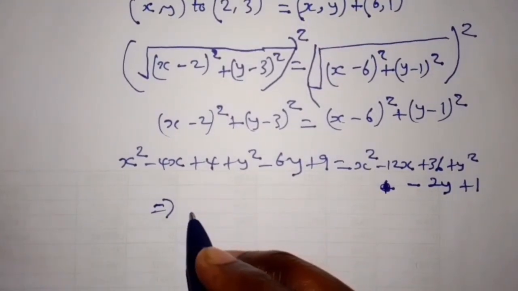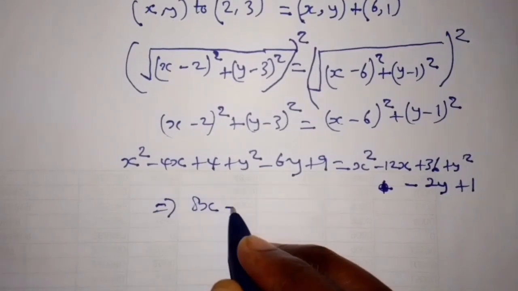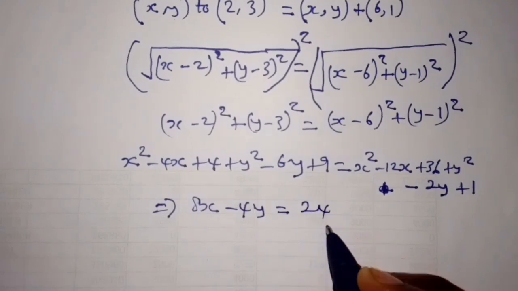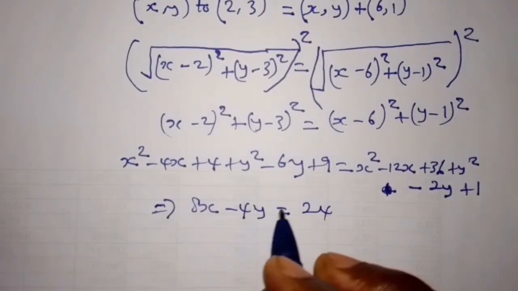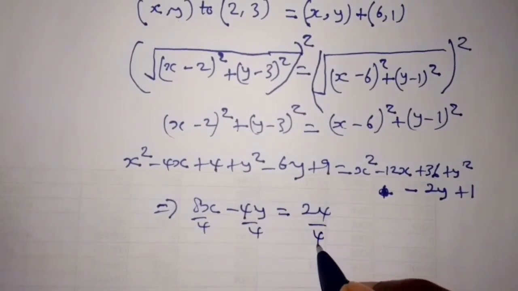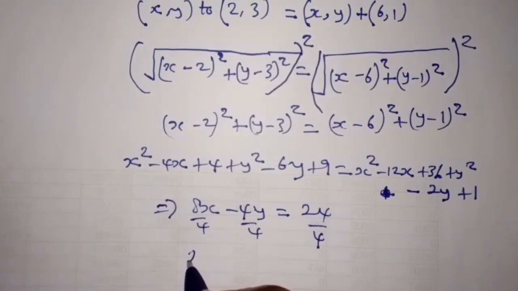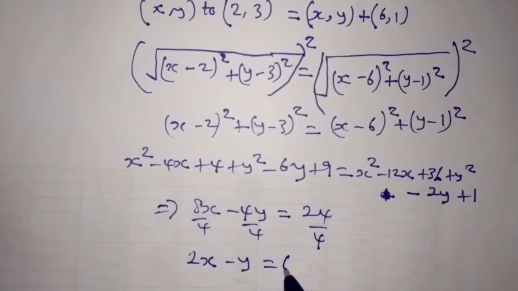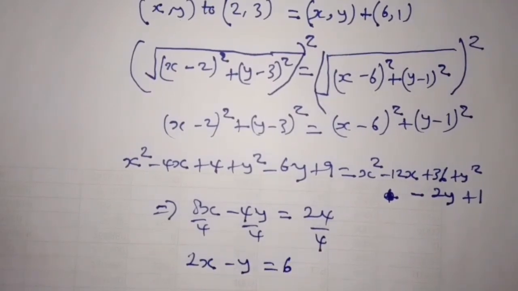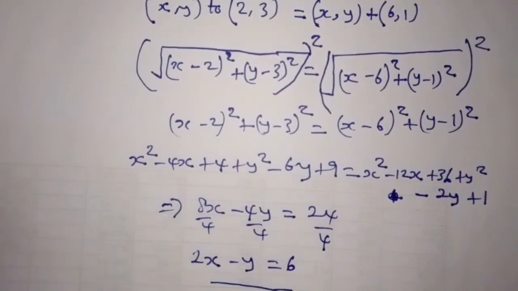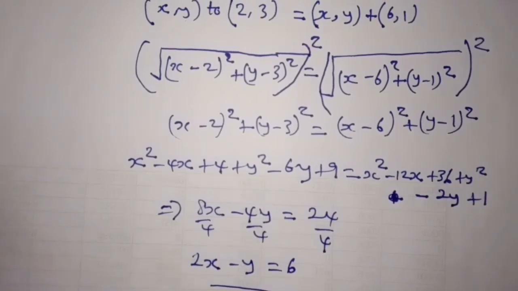When we simplify it, we are going to end up with 8x minus 4y is equal to 24. And here we can divide by 4 throughout. So when we divide by 4, we end up with 2x minus y is equal to 6. So this is the required equation of this line.